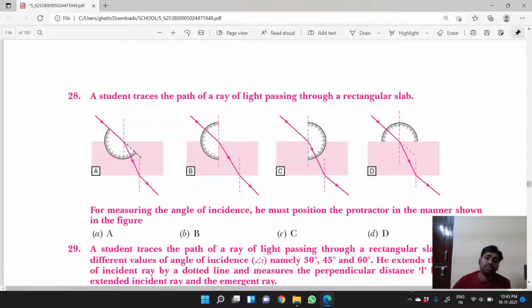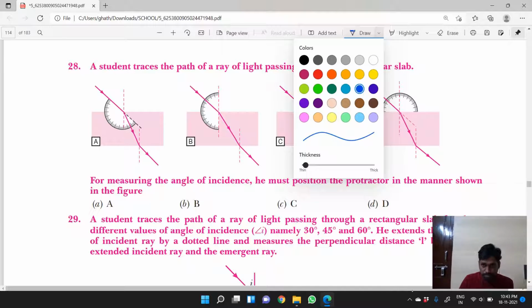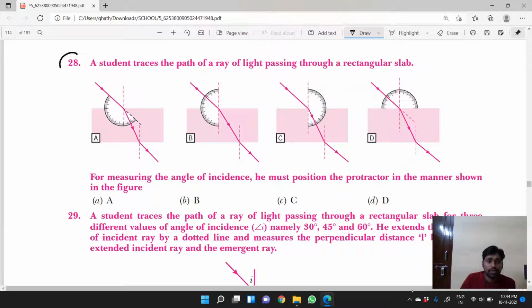And this is a most familiar question which is given in different model papers. A student traces the path of ray of light. So tracing a path of ray of light, what he is measuring in this question is the angle of incidence. So already I told you, angle of incidence is always measured with the normal only.